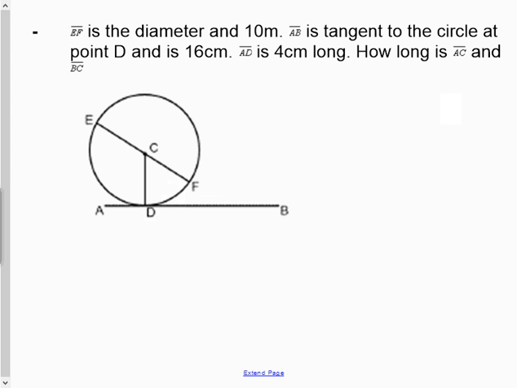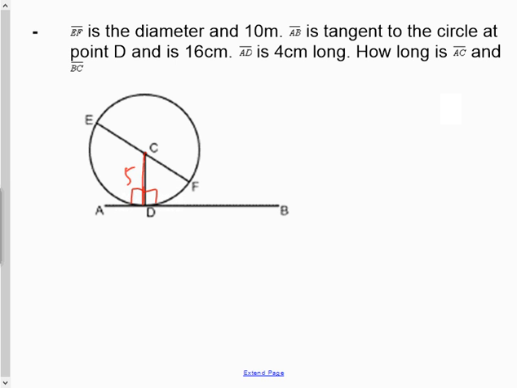And it's 10 meters long. So if the diameter is 10 meters long, what that tells me is this red line is a radius. And the first thing I know is it's 5. Since the line is tangent, I can put a right triangle there. I can put it on both sides because they're both right triangles.